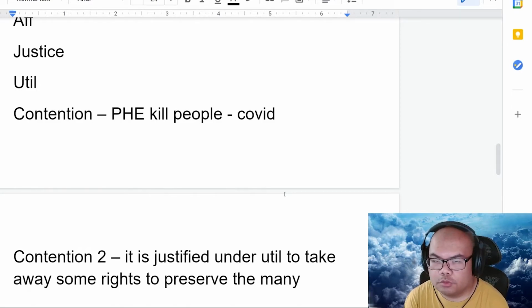So the value would be justice, the value criterion would be util or consequentialism, and the advantage or contention would be that public health emergencies kill people. There's a lot of statistics as to the death counts, as well as to the conditions that people who have had COVID deal with. We're in the millions now in the death counts, and we are in the however many more in the affected lives, i.e.